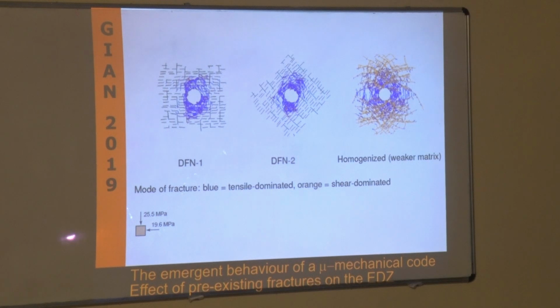Again, you don't prescribe anything with respect to the behavior, but the only thing you do is really observe how your system reacts to the boundary conditions that you are applying. Okay?